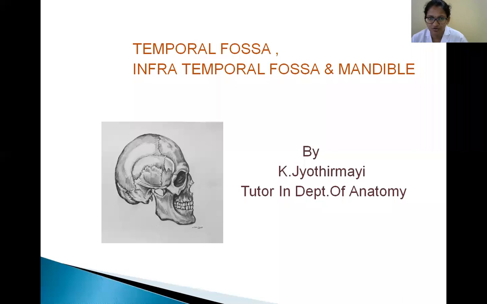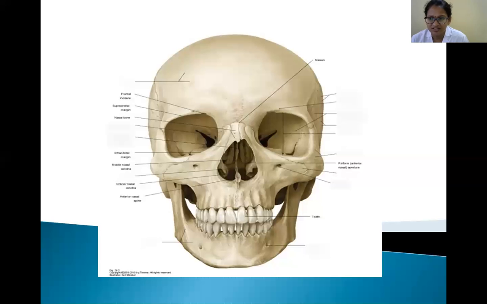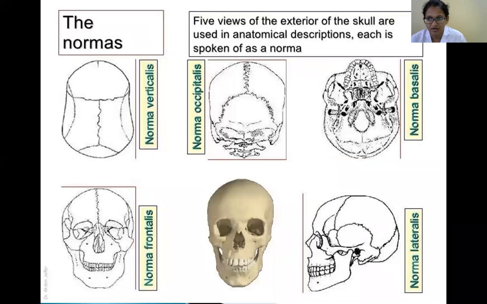Good morning all. Today we are going to discuss the temporal fossa, infratemporal fossa and mandible. The temporal fossa and infratemporal fossa will be seen in the skull, where the skull is present in the cranial end of the axial skeleton. For descriptive purposes, the skull will be studied in normas. Those are 5 in number.